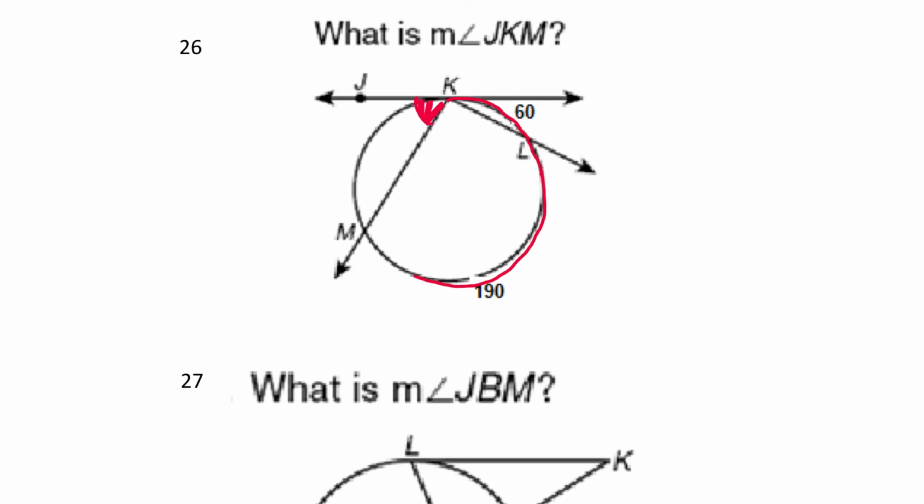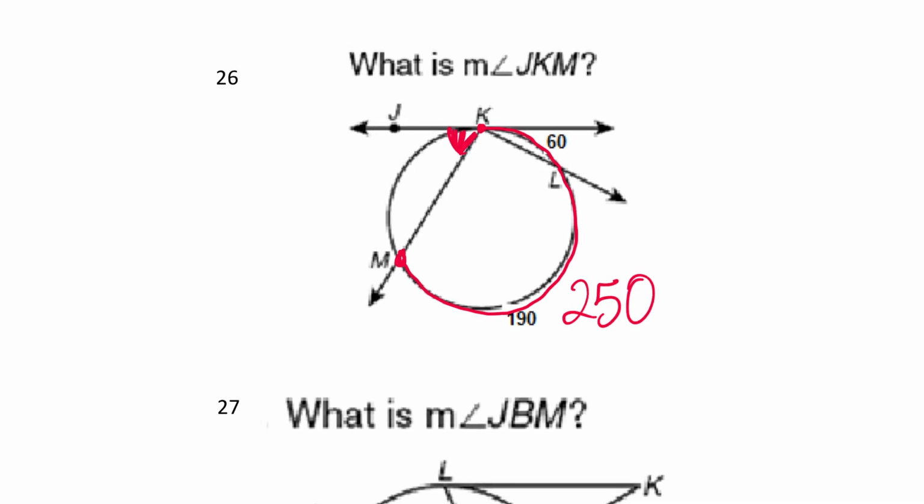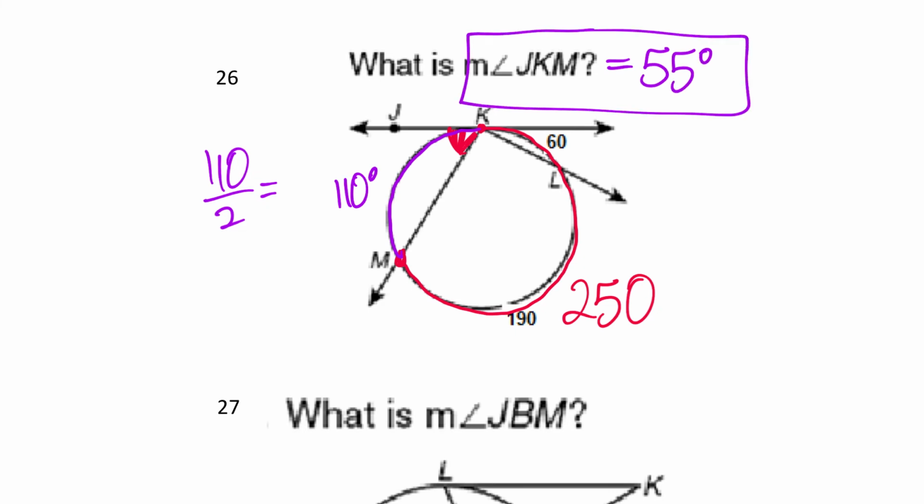This is 190. So total of the 60 and 190, what's that? Is 250. So if that's 250, how much is left for here to here? 110. And so how am I going to get from that arc to this angle? Divide by 2. And so what's that going to give me? It's 55.